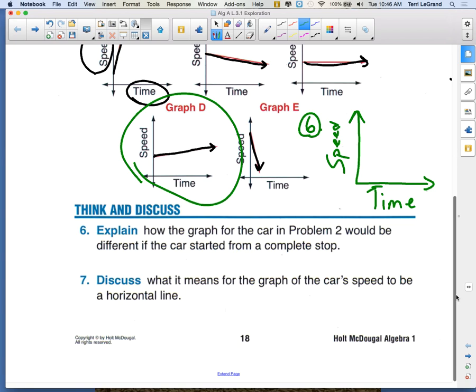Come up and get your finger to magically write on the board. Okay, well, if it starts from a complete stop, where should this line start? At the bottom, which is the origin, at the corner here, right? It should start here. And then if it's going to increase slowly but steadily, it's still going to go at that pace, but it's just going to be starting at a different location. So its speed was 0. This is what we call the origin right here, 0, 0. So let's put it: it would start at the origin.